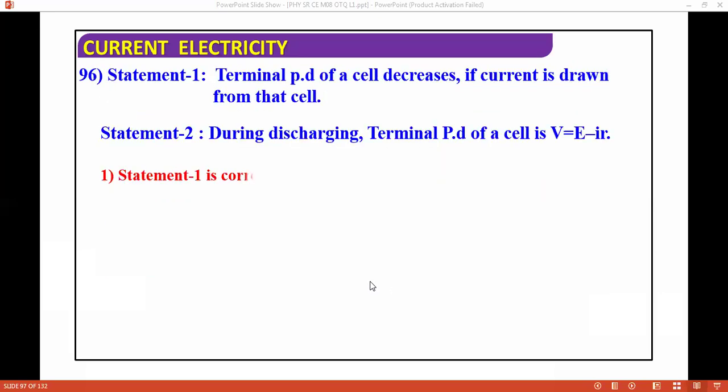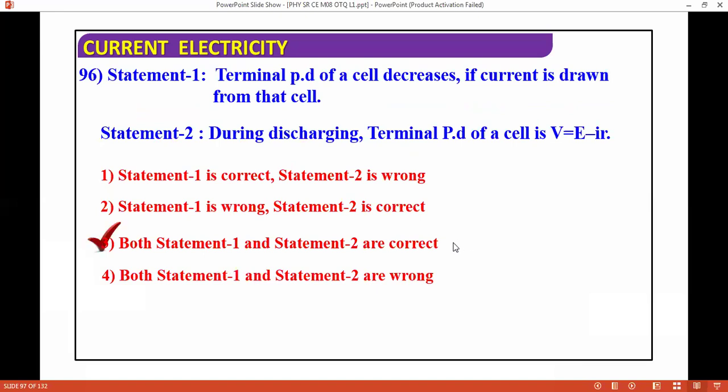This is statement one, this is statement two. Statement one: the potential difference of a cell decreases if current is drawn from the cell. Okay, during charging, potential difference. I don't know this question. If you know, you know. I'm moving to the next question.